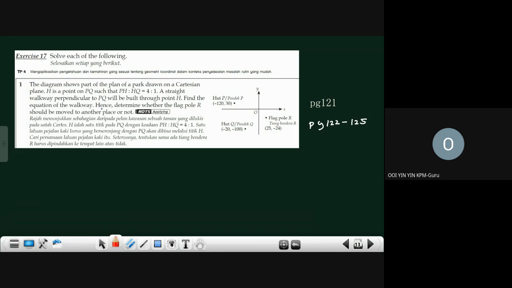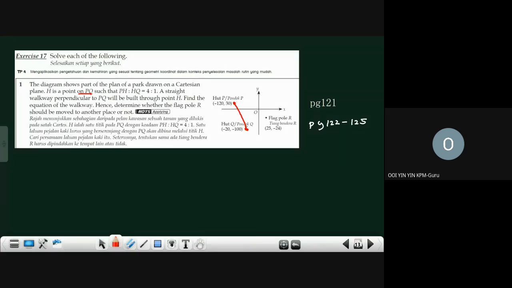Okay, now these questions. Read carefully. The diagram shows the plan of a park drawn on a Cartesian plane. H is a point on PQ. Okay, see, where is your PQ? Your P here and your Q here. I make a line connecting your P and Q together. Even though it's not so straight, but okay. You can see your P, your Q here, and the points are also already given. So H is a point on PQ.